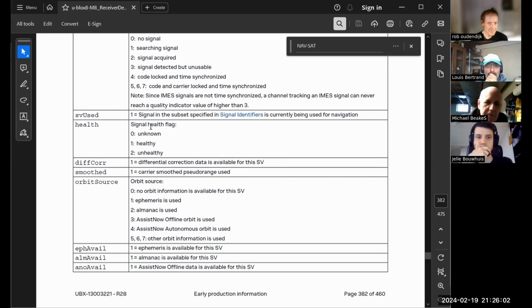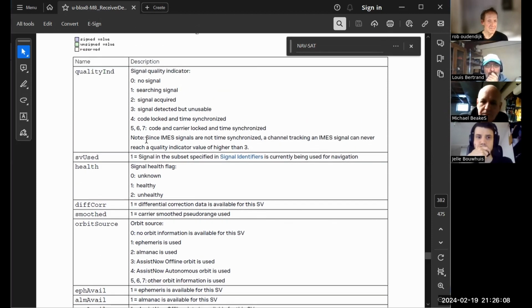Oh yeah, all the stuff that says healthy. What does that mean? Like unknown, healthy, unhealthy. I'm not too sure what that means. Does that mean that the satellite itself is having trouble? If you go on to the u-blox forum, you can get a lot of information about what they use.